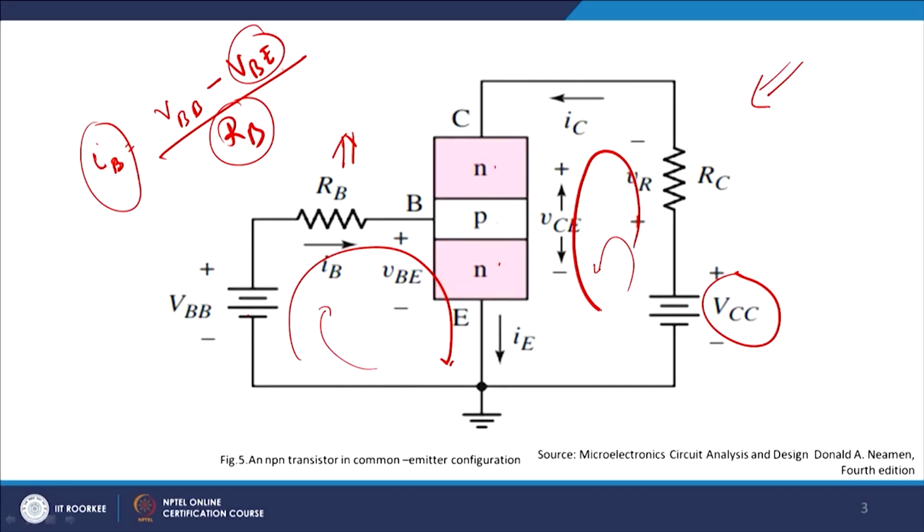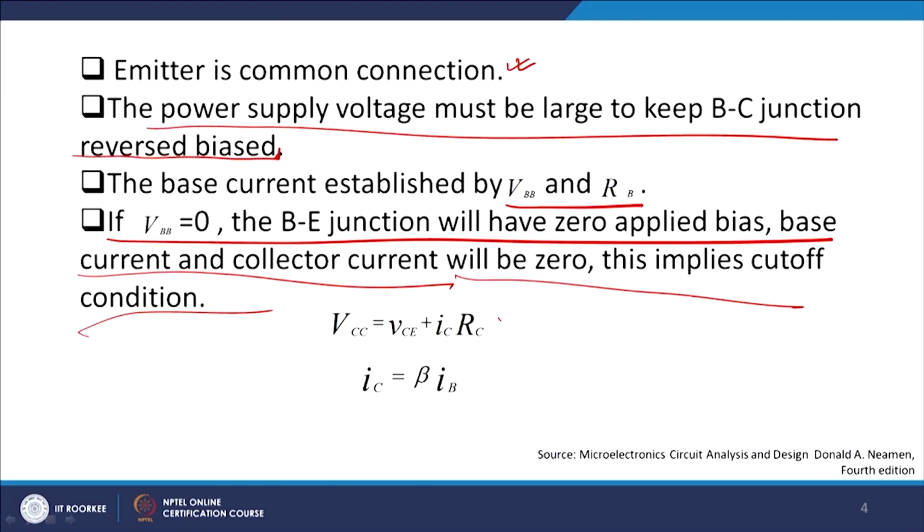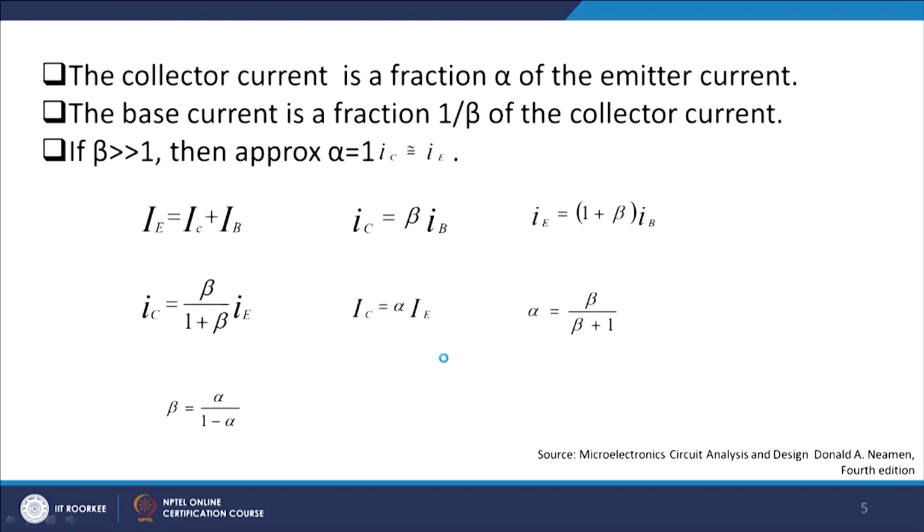So, if you go by this loop, VCC is equal to ICRC, the voltage drop here, plus VCE, and that is what is given by this value. And we know that IC equals beta times IB. Beta is of the order of a few hundreds only, and therefore if IB is of the order of a few microamperes, I would expect to see IC of the order of a few milliamperes in this case.